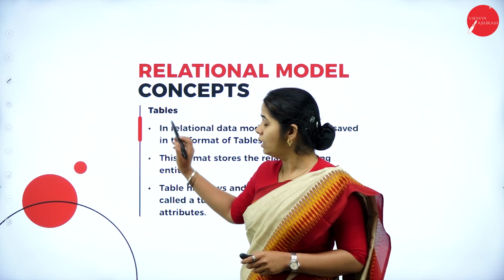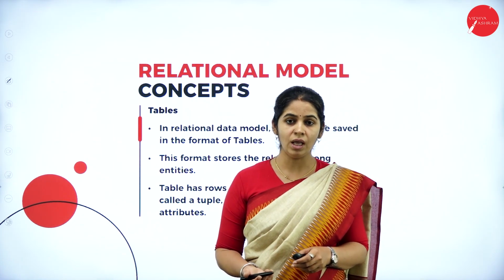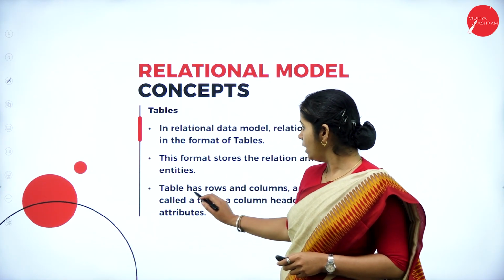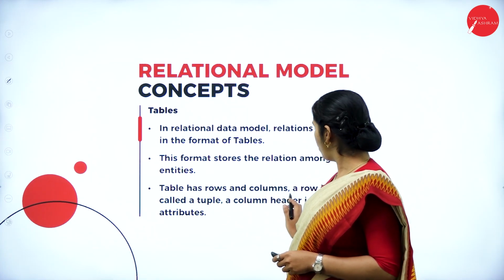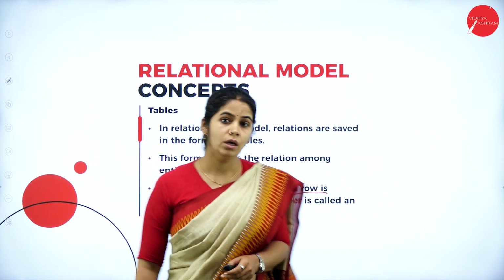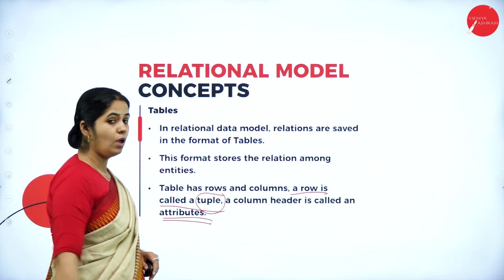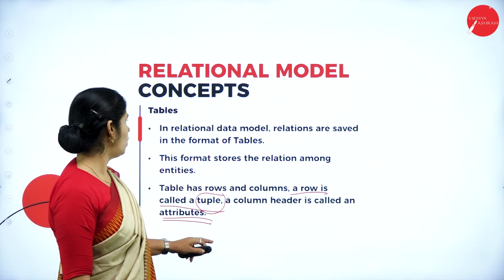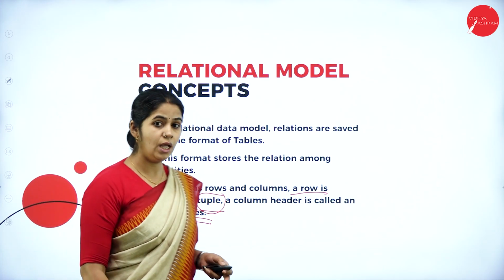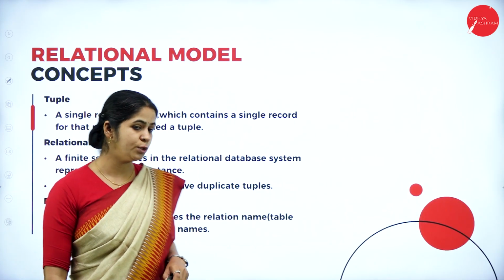Next, what we have is the table. As I told you, relations are represented in the form of tables. Every table has rows and columns. Rows are called tuples, and columns are called attributes. Rows are called tuples, columns are called attributes. A table is a format of storing the relation among entities.